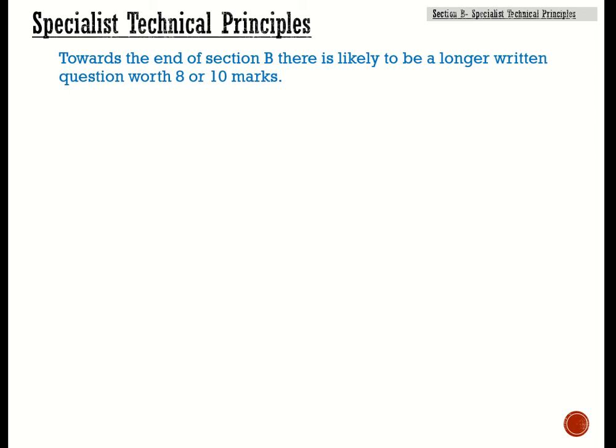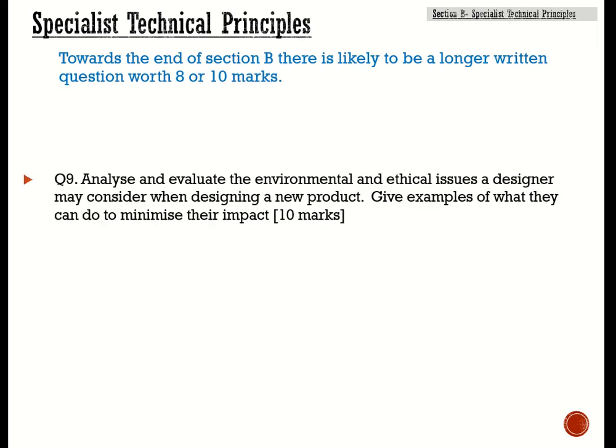Right, towards the end of section B, there's likely to be a longer written question worth 8 or 10 marks. This is where you can pick up a lot, and this makes a difference between a whole grade. So imagine this as your example question. Analyze and evaluate the environmental and ethical issues a designer may consider when designing a new product. Give examples of what they can do to minimize their impact.